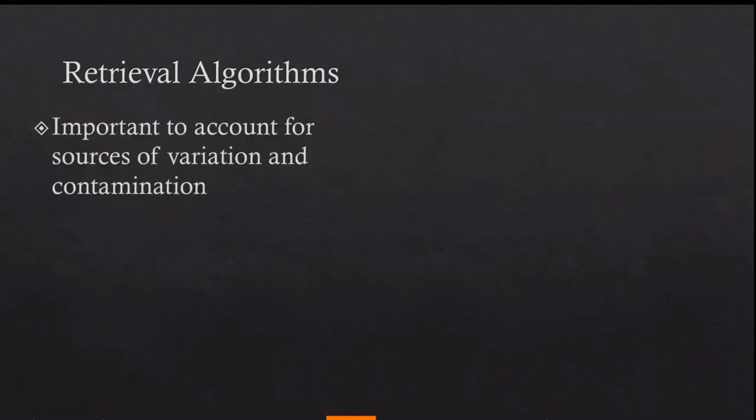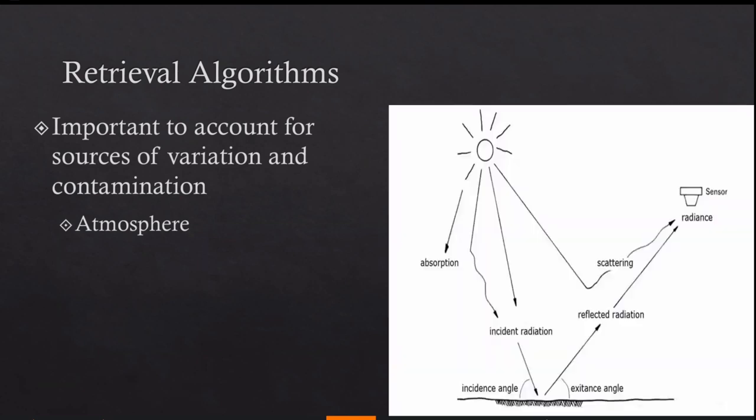And it's important to account for sources of variation and contamination in them, such as the atmosphere. If you're sensing the soil, let's say, and the atmosphere also has water in some form, humidity, you'll have to correct for that, and the radiation gets refracted apart from getting reflected. So you'll have to compute what this refraction is, or what the contamination is because of the atmospheric layers, and subtract that out from your signal.